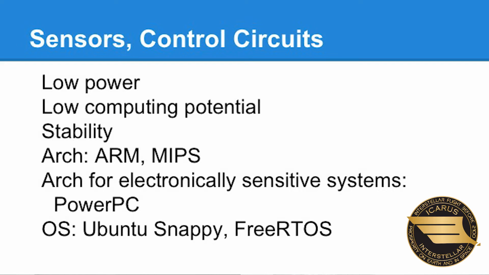They're going to be running continuously, and you want them to be very, very power efficient. The obvious computer architectures for that are ARM and MIPS. Sorry, I missed this previously. ARM is what most of you have in your cell phones. MIPS is what most of you have in your routers at home. And one of the architectures for electronically sensitive systems would be PowerPC. There's a few others that have been customized for that, but that could be anything in the future.